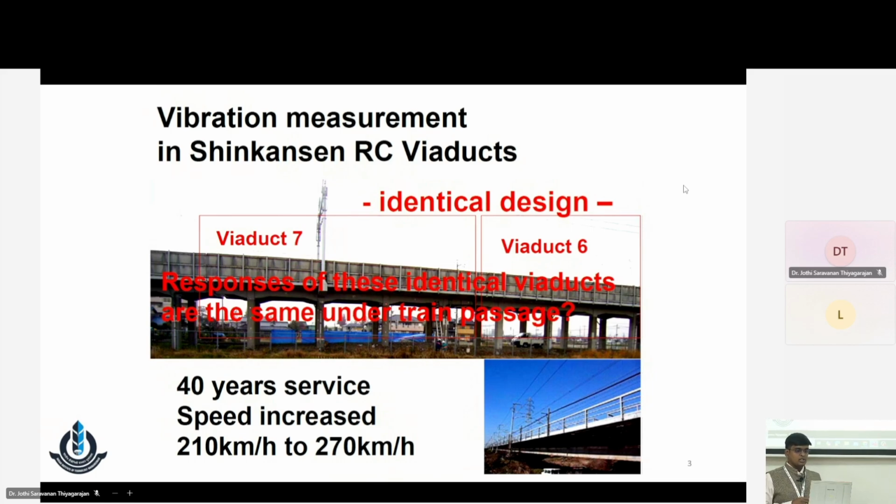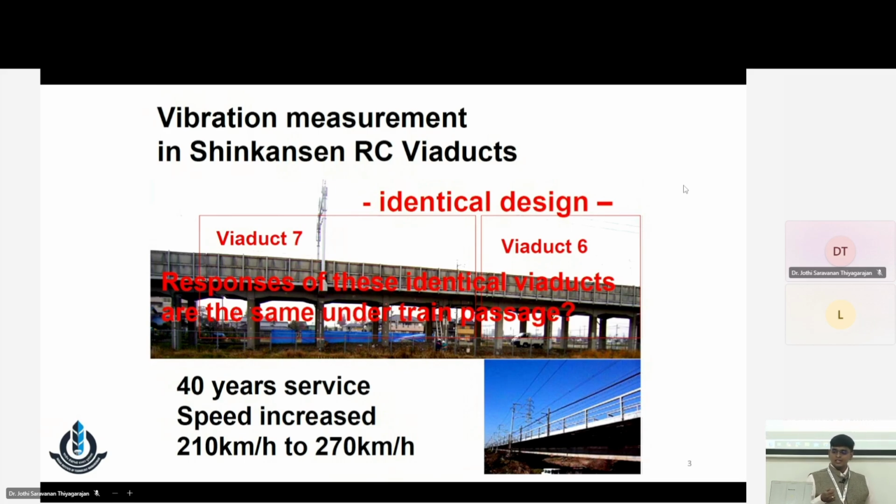Now the point is they want to increase the speed from 210 km per hour to 270 km per hour, which is a hypothetical condition in India, but in Japan it is possible. So the question, I think it's in red color, I hope you are able to read it: are the responses of these identical viaducts the same under train passage? Yes or no? What do you think?